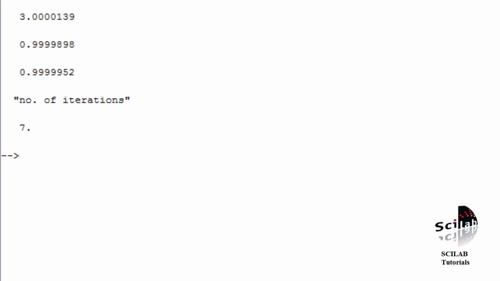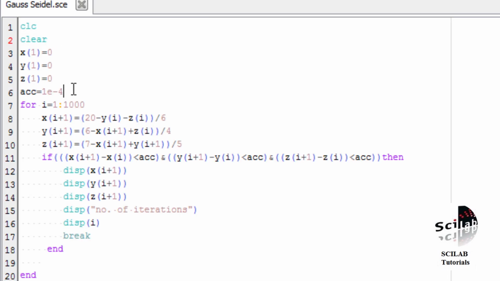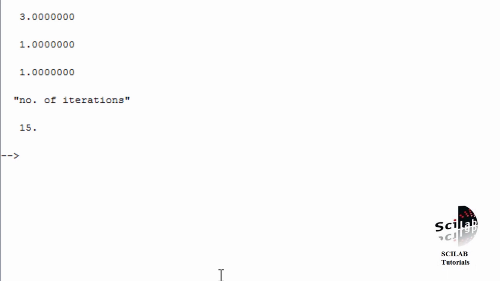So let us try to increase the accuracy. Suppose 10 to the power minus 10, and again we run the loop. Let's see what result we are getting. We can see the most accurate result, and we need only 15 iterations. So Gauss-Seidel can give up to 10 decimal places accurate result in just 15 iterations.